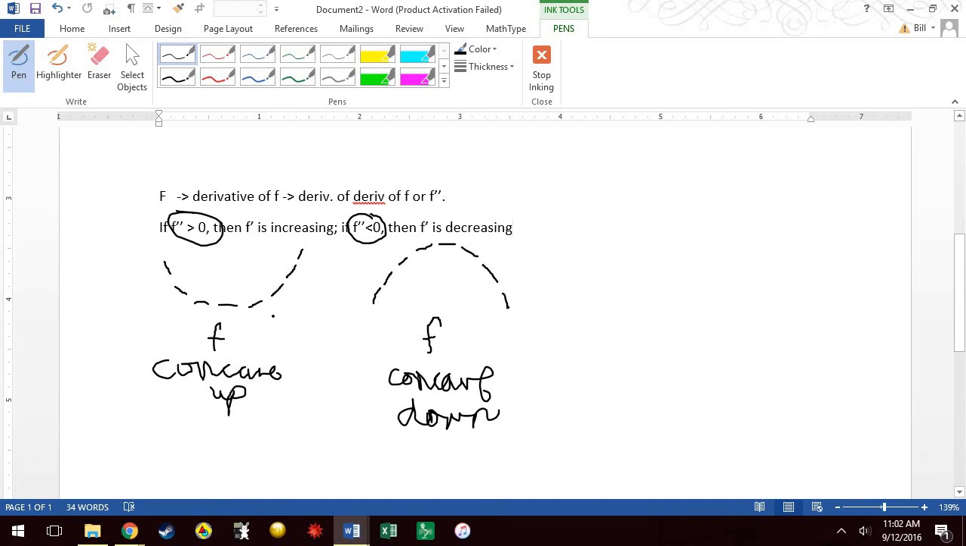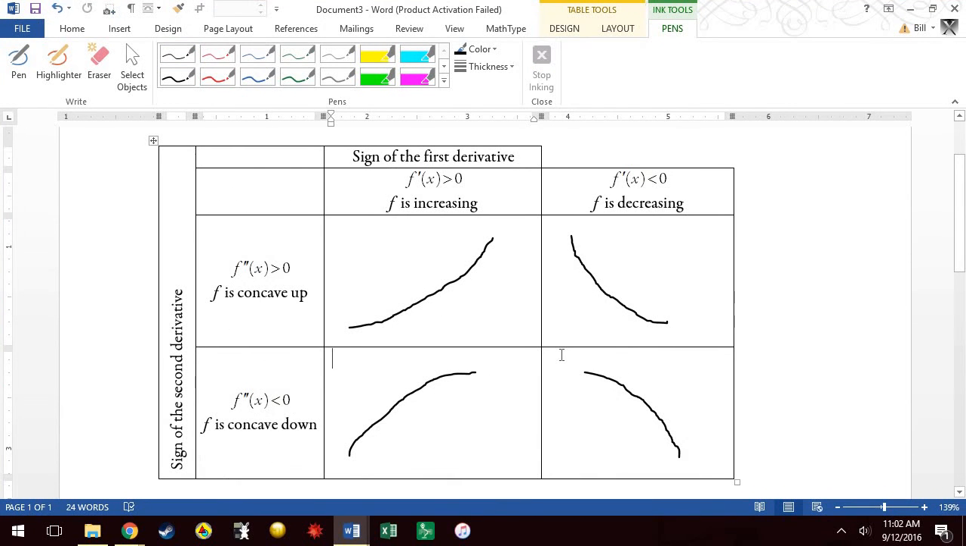Let me summarize with the little table I made here what's going on. Up here is the sign of the first derivative. So the first derivative is positive or the first derivative is negative. Over here I have the sign of the second derivative. The second derivative is positive, second derivative negative. If the first derivative is positive, then the function's increasing. So here we see two different versions of increasing functions. If the first derivative is negative, then we see two different versions of decreasing functions. And then the second derivative is telling if it's concave up or concave down.